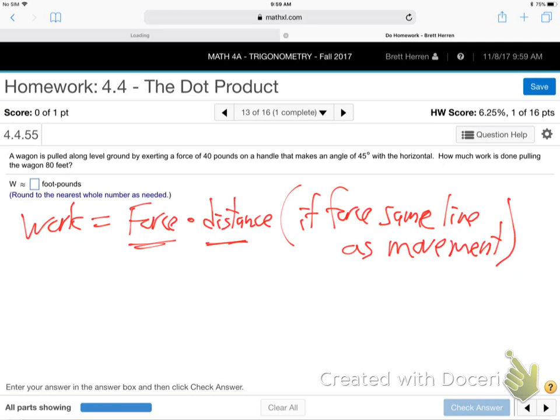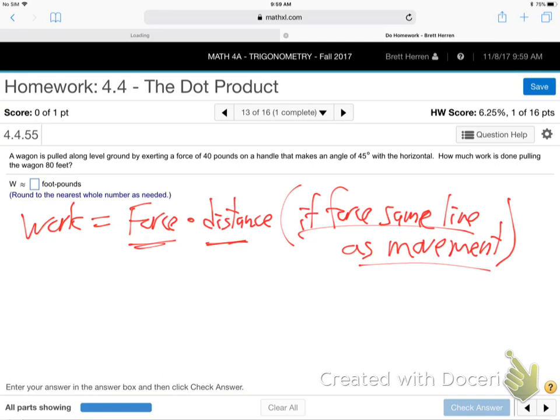So, force times distance is the official definition of work done. Now, why do I say if it's in the same line as the movement? Well, I could move this book by pushing straight in the direction it's moving. Then it's just however much force I'm applying times the distance. Great. But I could also move this book by going like this. I'm going to push down really hard and at a little bit of an angle, and it'll kind of move.